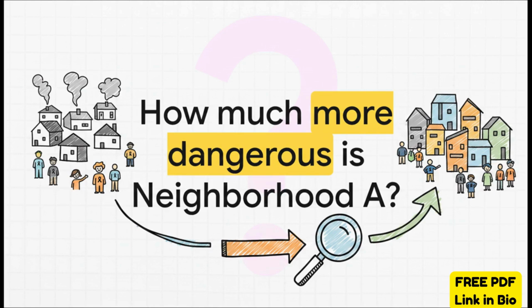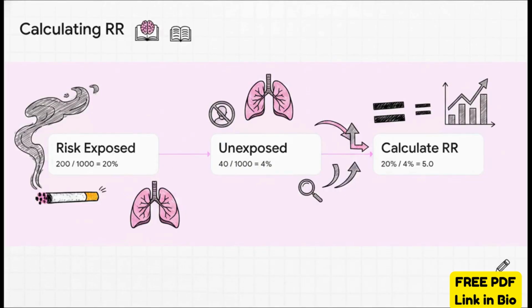That common sense ratio, comparing the risk in the exposed group to the unexposed group, is exactly what relative risk measures. So, let's actually apply this to a hypothetical 20-year cohort study on smoking. Step 1, we find the risk in the exposed group. 200 smokers got cancer out of 1,000 total smokers, which is a 20% risk. Step 2, we look at the unexposed group. 40 non-smokers got cancer out of 1,000, giving us a 4% risk. For step 3, we just divide that 20% risk of smokers by the 4% risk of non-smokers. That gives us a relative risk of 5.0.